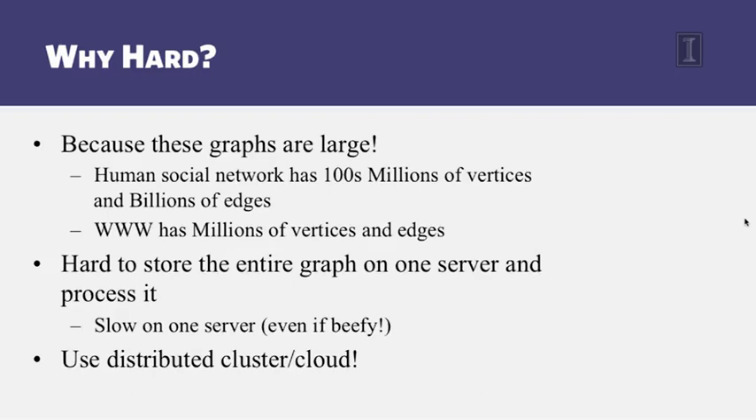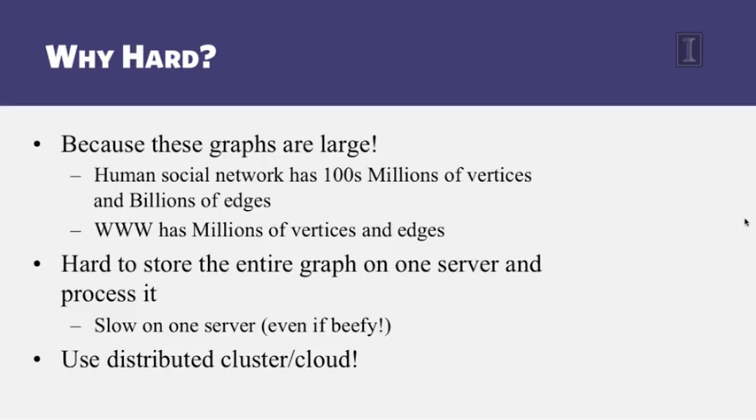If you consider the graph consisting of all the humans in the world, where every vertex represents a human in the world, and edges represent friends or relative relationships, then that graph has 6 to 7 billion vertices and many hundreds of billions of edges. The World Wide Web itself has millions of vertices and edges. So these are very large graphs.